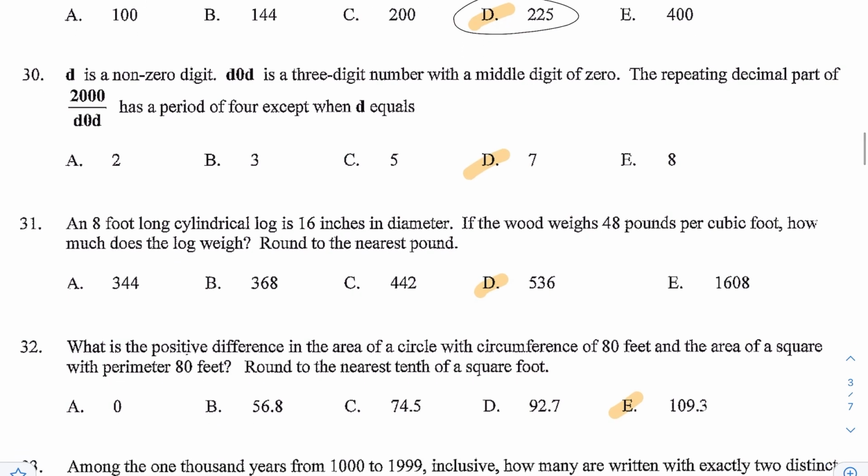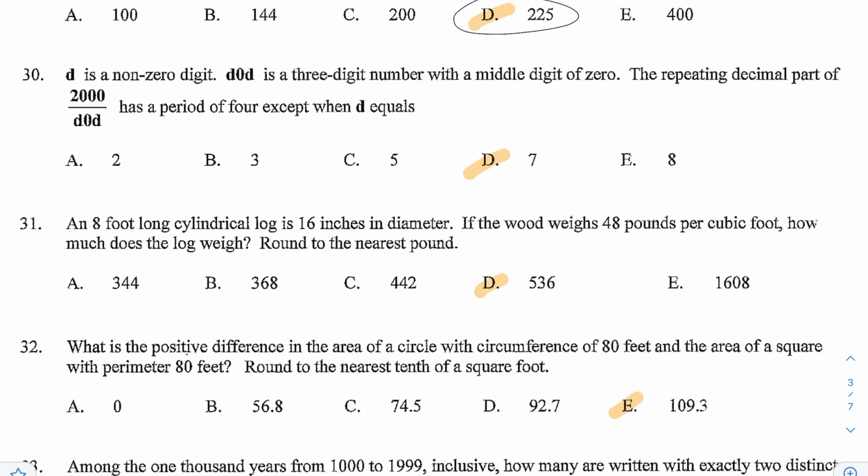All right, next, number 30. D is a non-zero digit. D0D is a 3-digit number with the middle digit of 0. The repeating decimal part of 2000 divided by D0D has a period of 4, except when D is equal to.